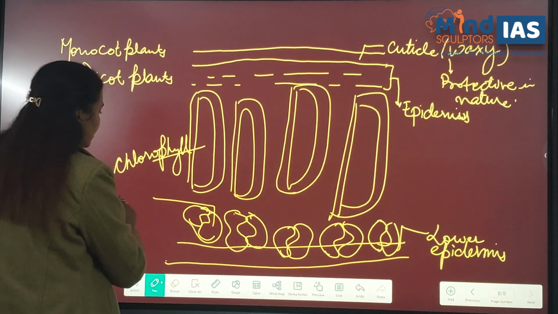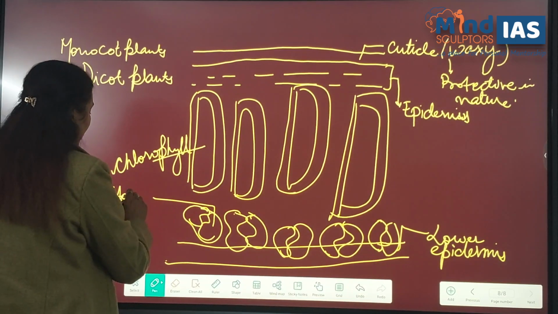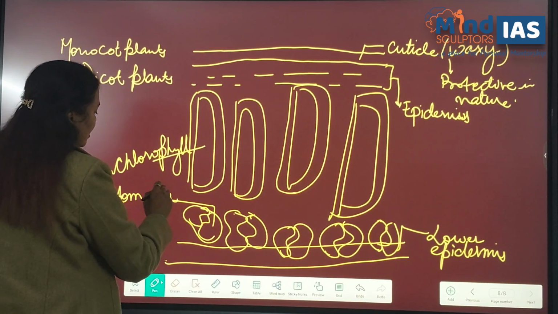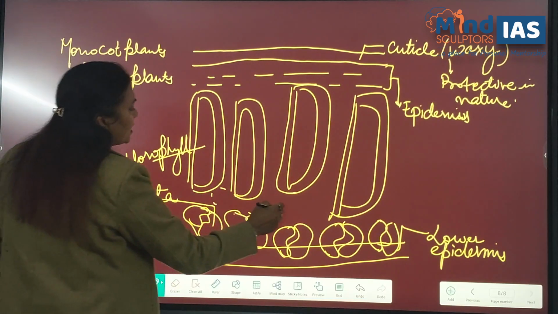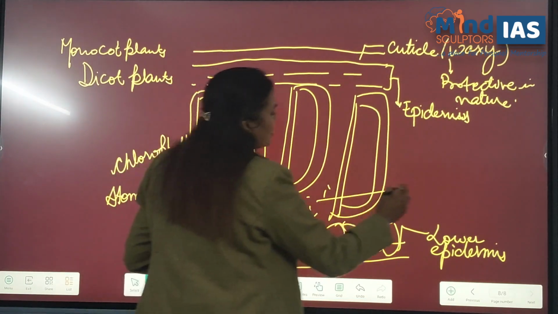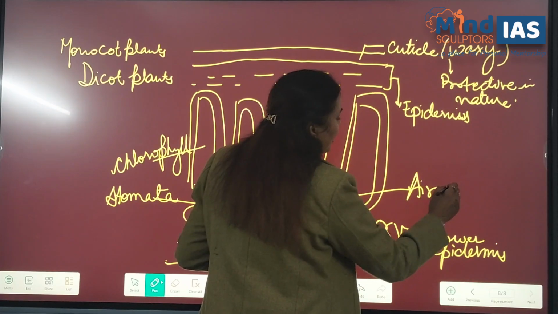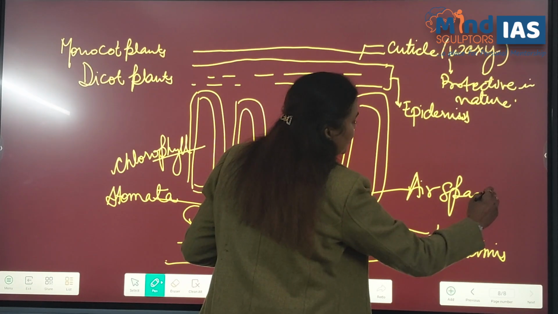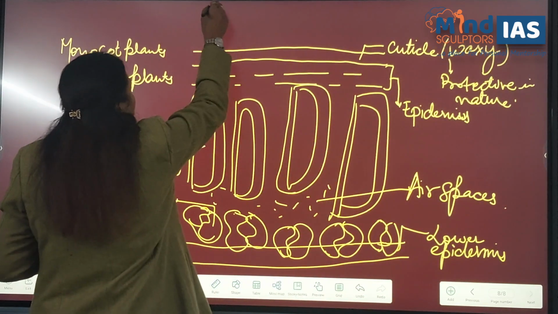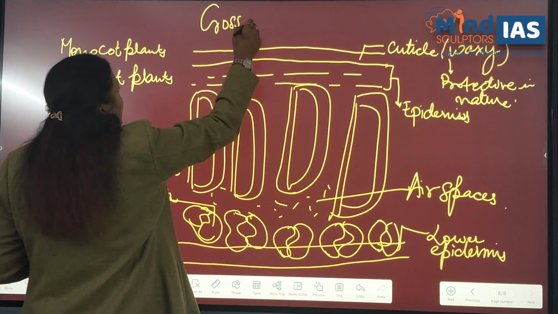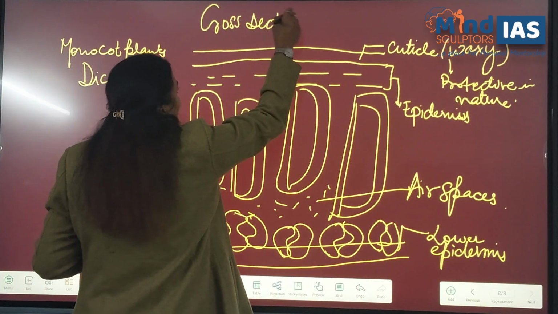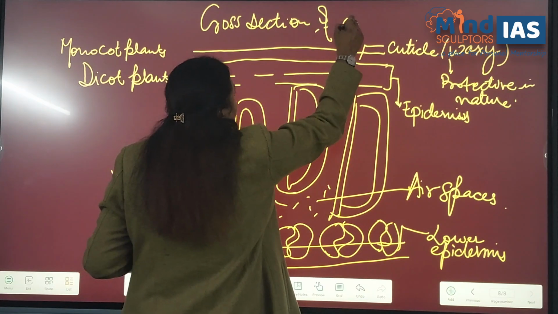Here a large number of stomata is present on the lower surface. All these are structures representing your stomata. In between these, gap spaces are present. These are called air spaces. Vacant air spaces are also present. So this diagram represents the cross section of a leaf.